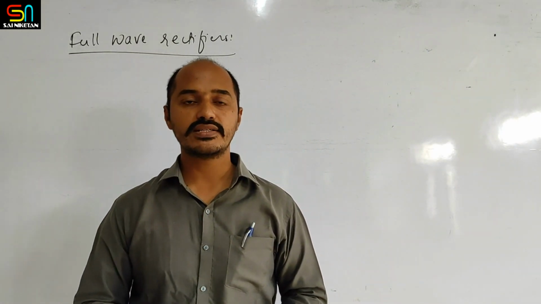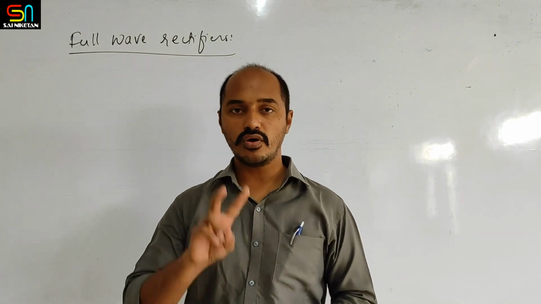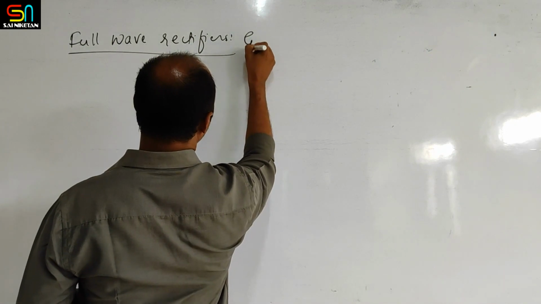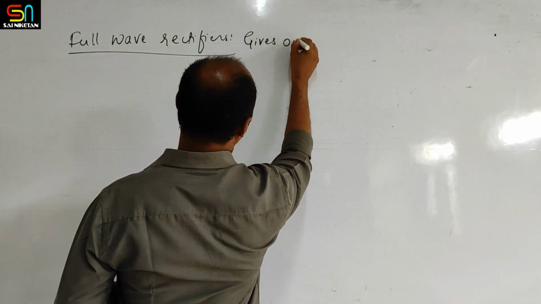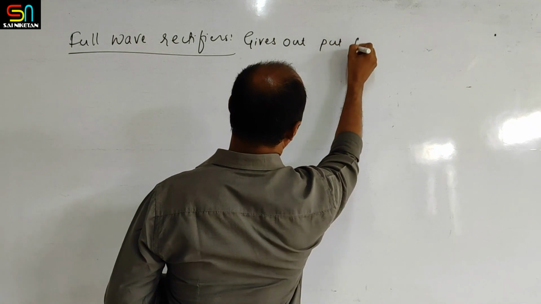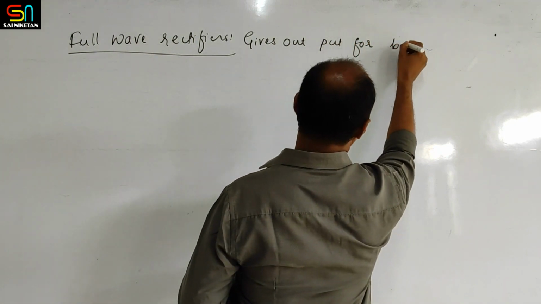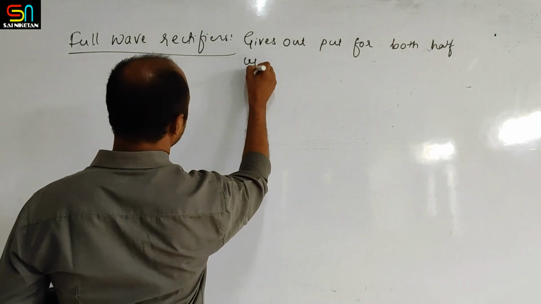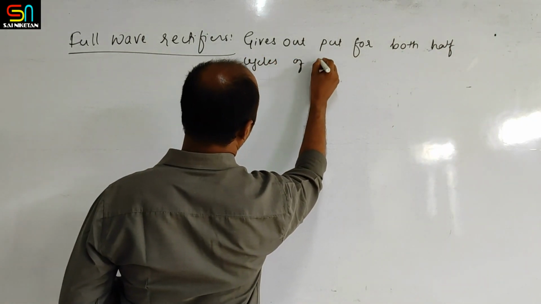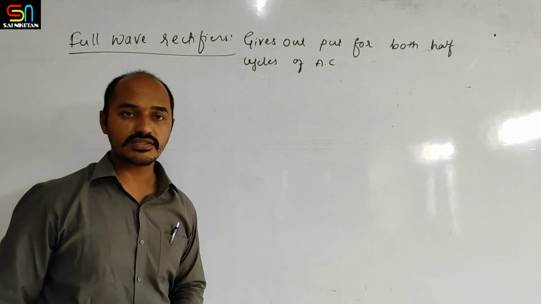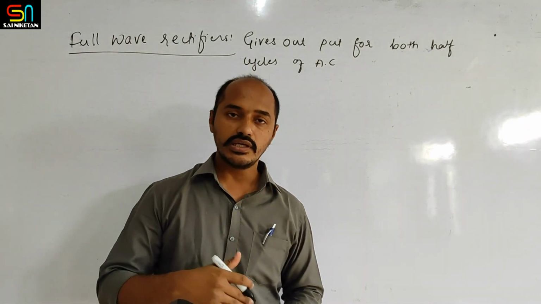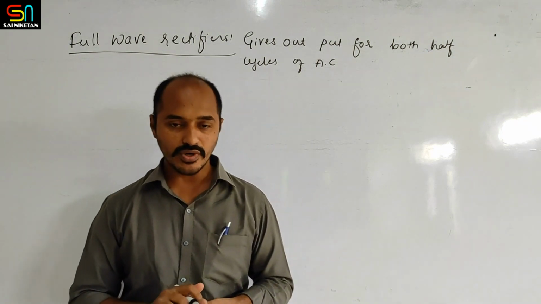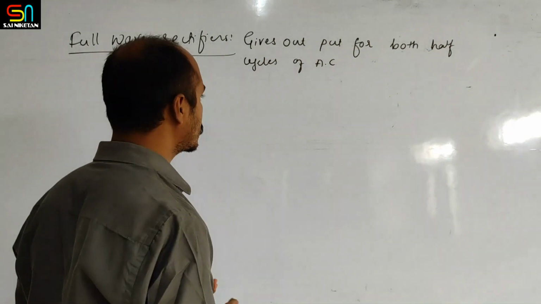So a full wave rectifier is a rectifier which gives output for both half cycles of alternating current. This kind of rectifier gives the output for the positive half cycle as well as for the negative half cycle. So what construction does it include? Let us see what construction it includes.